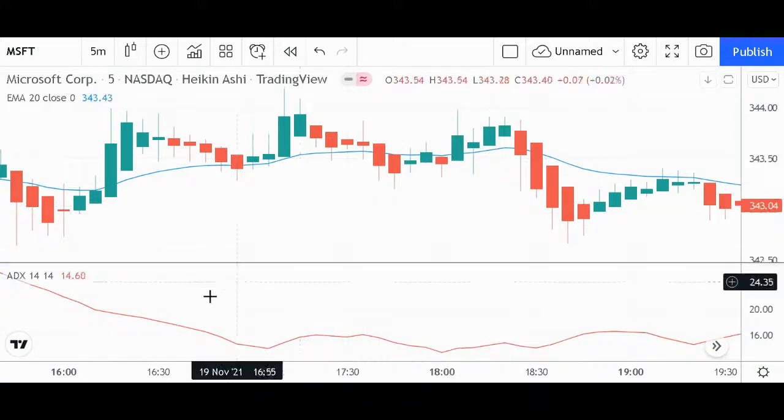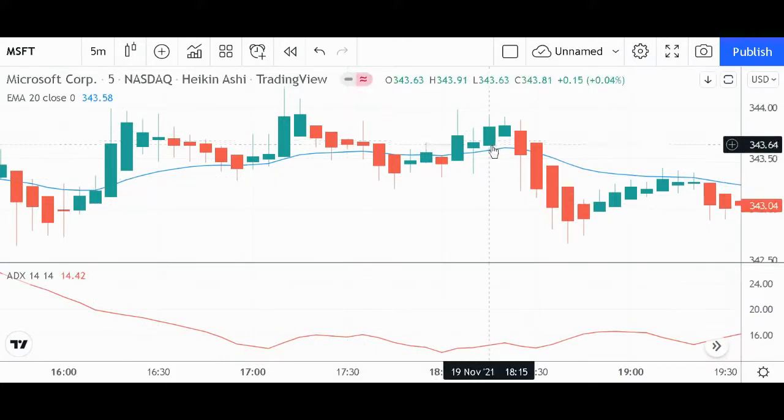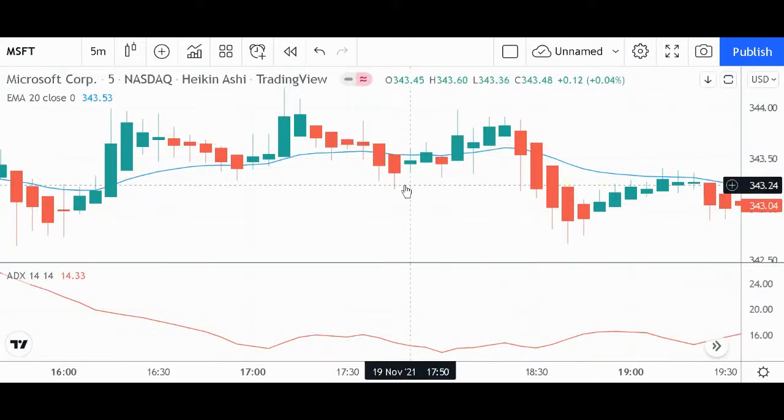And notice that there's a divergence here, okay? You've got the ADX line going down even though the moving average is going up in this example. It doesn't always happen like that. Sometimes they are parallel, but in this case they're actually moving in different directions. Which one is telling the truth? Well, neither one is telling the truth.